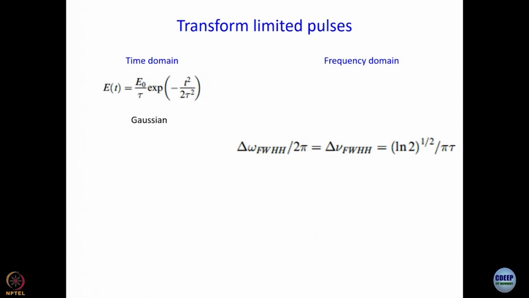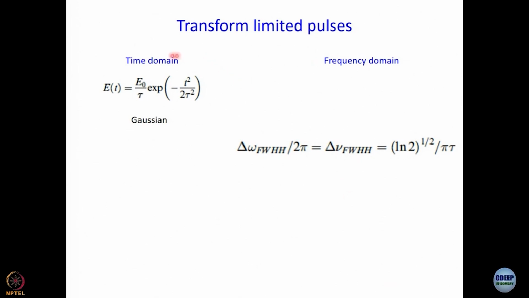You might have a bandwidth, full width of maximum of 12 nanometer, but not 100 femtosecond pulse if something else is wrong. Right now, we are talking about the best case scenario. So, let us see why they are called transform limited pulses.